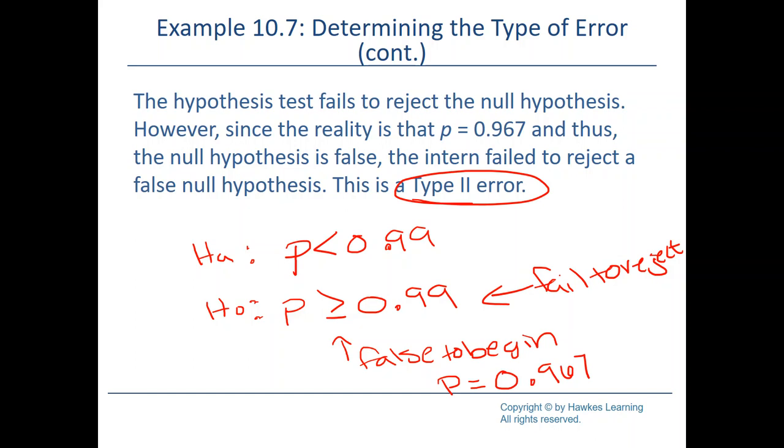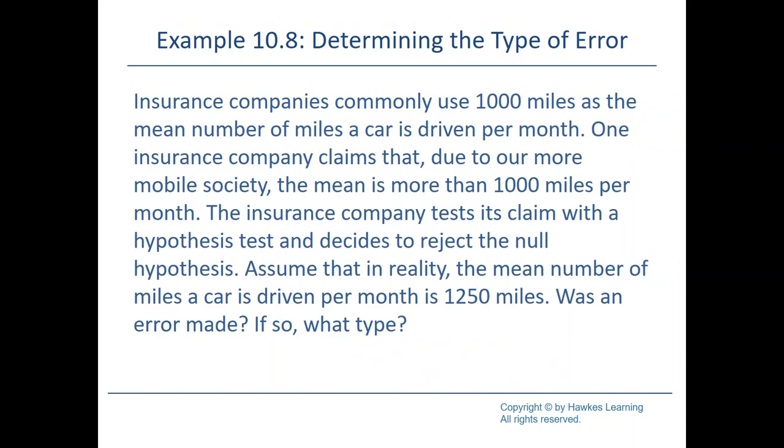So let's see if we can try this other one. Insurance companies commonly use 1,000 miles as their mean number of miles a car is driven per month. Now, one insurance company claims that due to our more mobile society, the mean is actually more than 1,000 miles per month. And the insurance company is going to test this claim with a hypothesis test and decides to reject the null hypothesis. Now, let's assume that in reality the mean number of miles cars are driven per month is actually 1,250 miles. Was there an error made, and if so, what type?